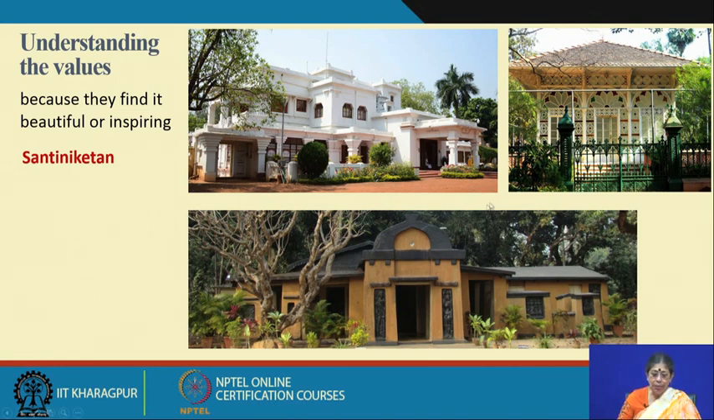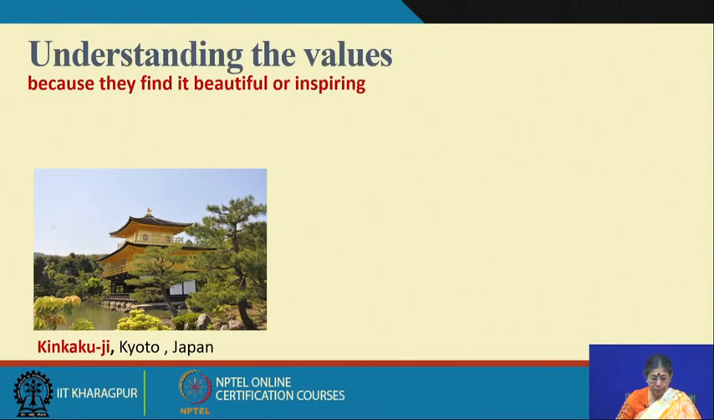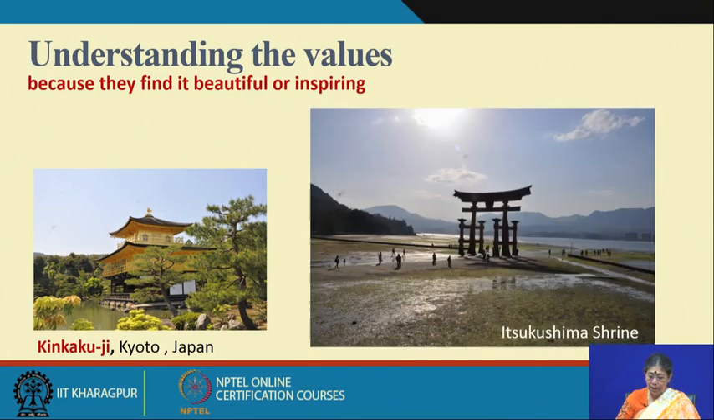So, there is some difference between what is beautiful and what is inspiring. Let us talk about some other examples also. The Kinkakuji in Kyoto, Japan is beautiful not only because of its architectural style, but also because of its setting and others. But in the same country, there are other structures like the Itsukushima Shrine, which is on a nearby island. I found it quite interesting and inspiring.